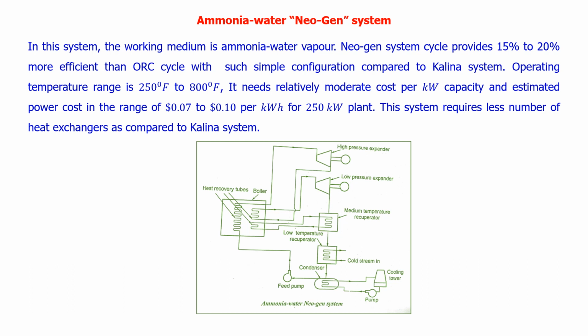So if you look at this diagram or layout, we can understand there is a very limited number of heat exchangers in this ammonia water Neogen system. In all the systems and all the four methodologies, we have the heat recovery, high pressure expander, low pressure expander, and medium temperature recuperator, that is a heat exchanger, condenser, pump, and cooling tower. All those things are common thermal components.